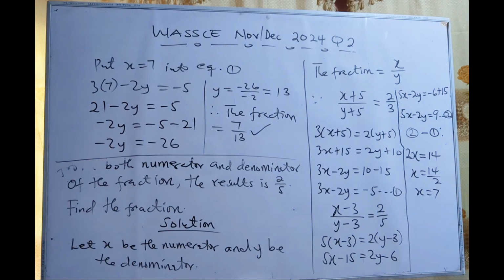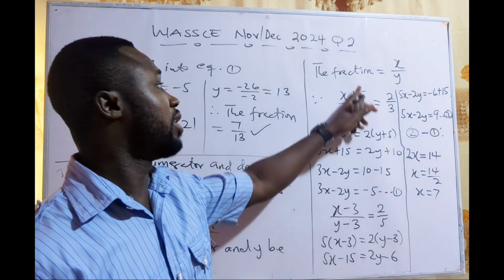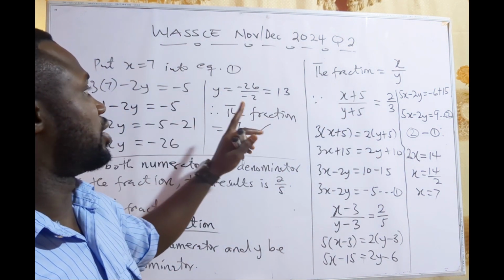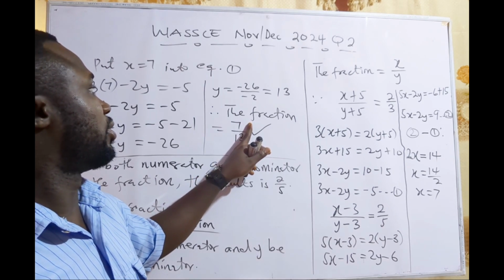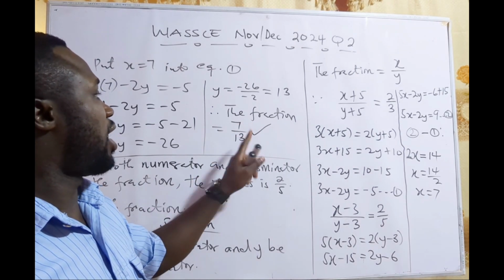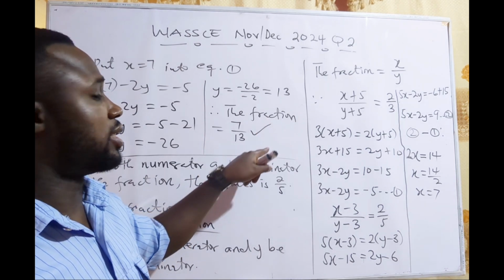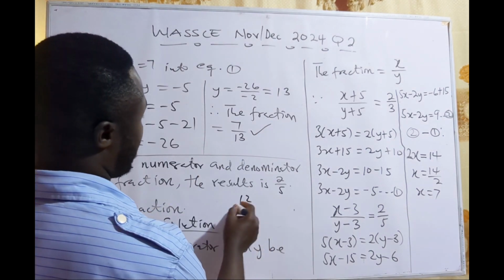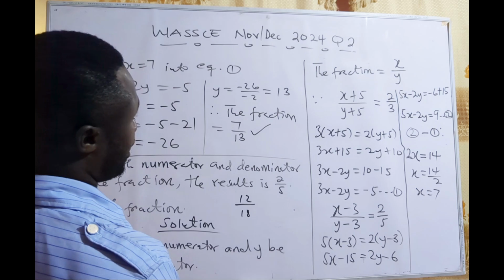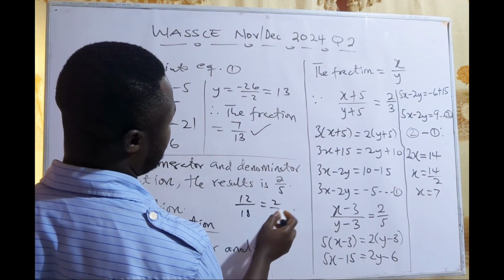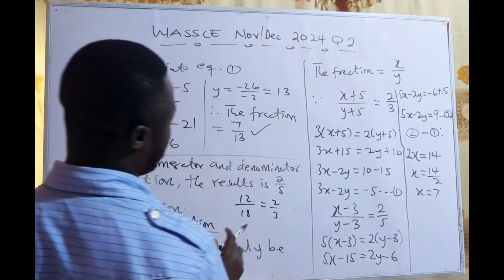You realize that it obeys the condition of the question. The first one was saying if you add 5 to both. If you add 5 to 7, that will give you 12. If you add 5 to 13, that will give you 18. So 12 over 18. 6 goes into 12 two times, and 6 goes into 18 three times. And we have 2 over 3 there.